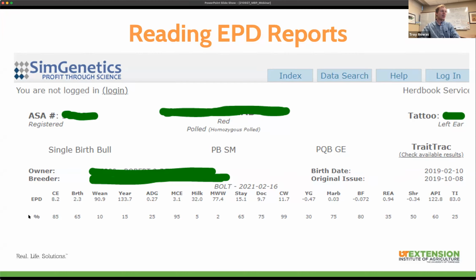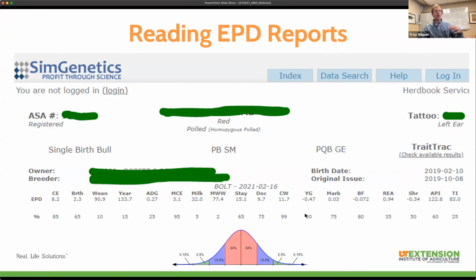The other thing I'll point out here is this little percentage line. Each one of these EPDs is going to have some sort of a percentile rank based on the rest of the breed. All of these EPDs are going to be on one of these bell-shaped curves. What this value is telling you is where this animal ranks compared to the rest of the Simmental population. For example, in this animal's milk EPD, he's in the top 5% of the Simmental population for milk, which means that only 5% of animals in all of the Simmentals that have ever existed have a better milk EPD than this individual.